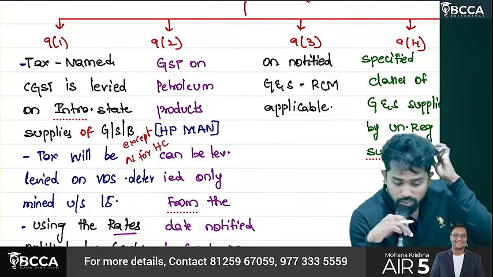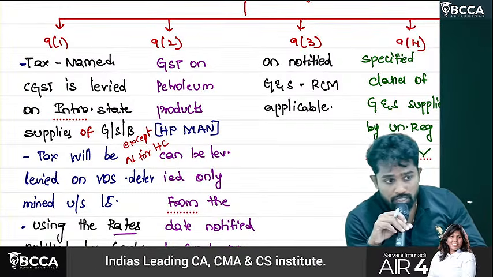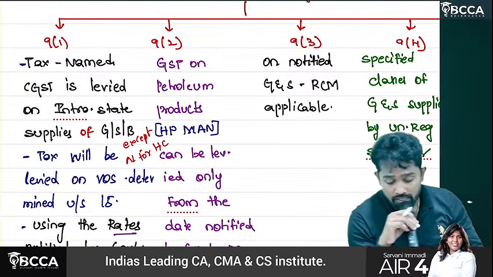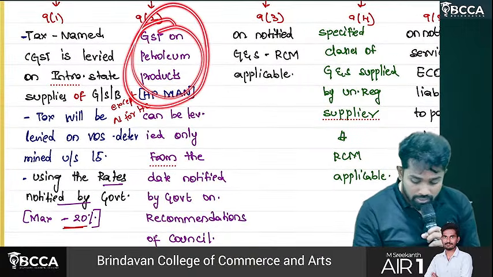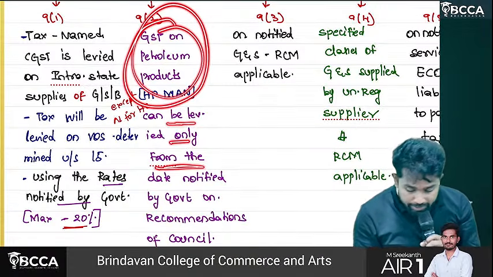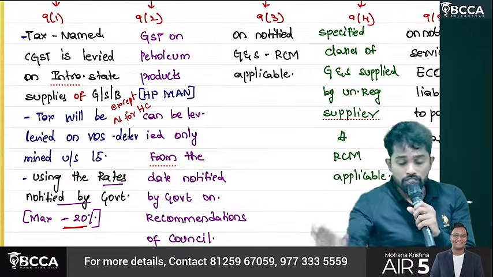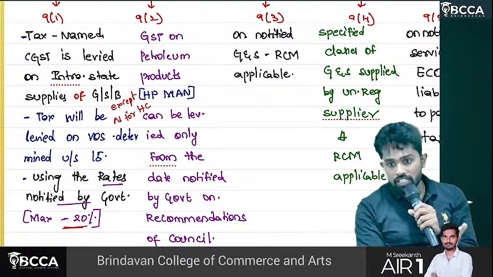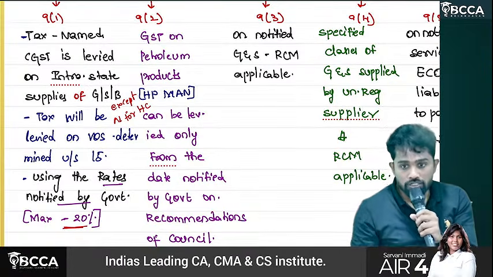Then GST on petroleum products. What are called petroleum products? High speed diesel oil, petroleum crude, motor spirit, aviation turbine fuel, natural gas. What is mentioned here? GST on petroleum products can be levied only from the date notified by the government on the recommendations of the Council. So on petroleum products currently there is no GST. It will be levied from when? From the date when the Council recommends.